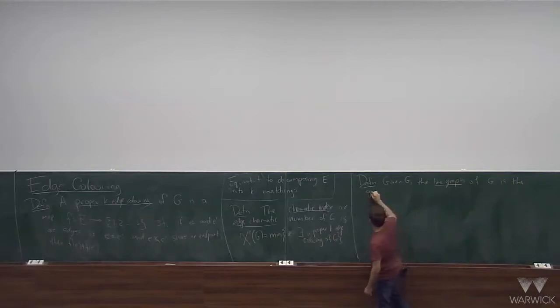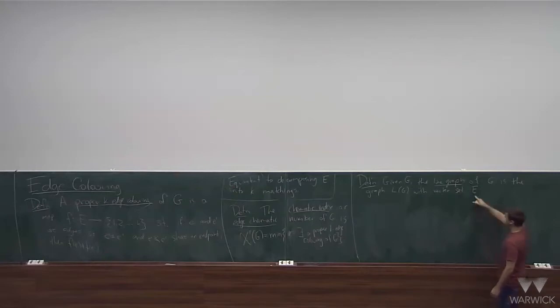is the graph, which I'll call L of G, with vertex set E, where E is the edge set of G, and edge set literally the kind of condition that I'm talking about in this definition over here. So you take all the pairs E, E prime, where E and E prime are edges, they're distinct, and their intersection is non-empty, meaning that they have an endpoint in common.